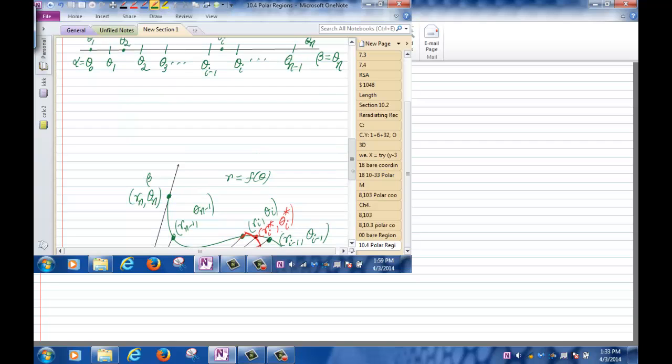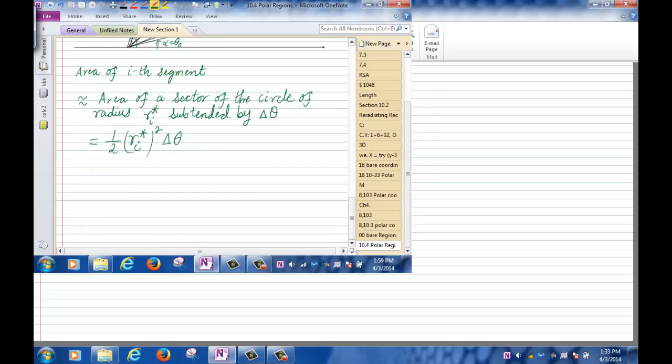R is f of theta, right? R is f of theta, so R_i star is f of theta_i star. So I am squaring that, multiplied by delta theta. So this is just for the ith segment, right?